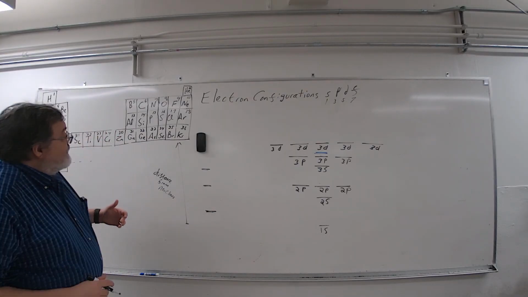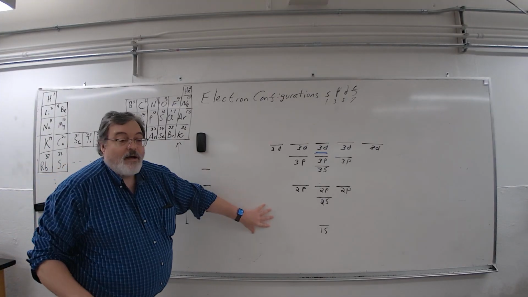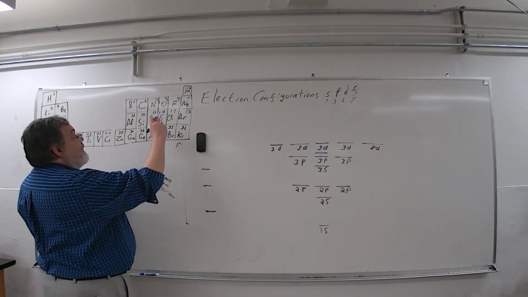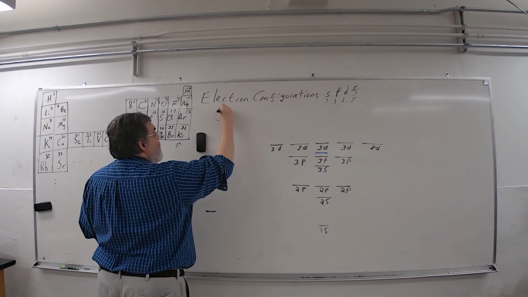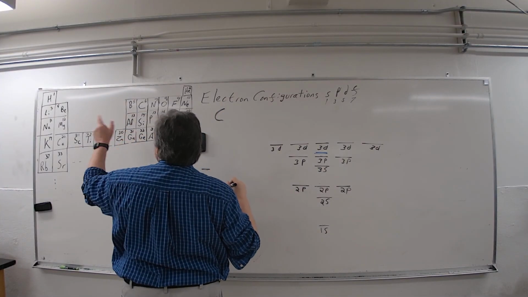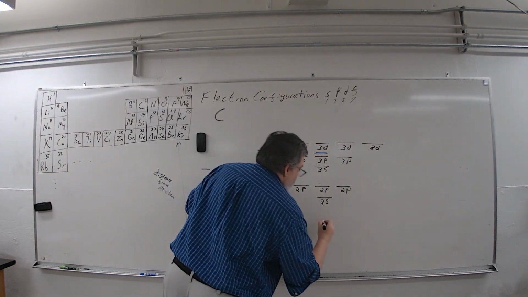If I said, give me the electron configuration of carbon, if you could sketch this out on a piece of paper, you would go, okay, carbon is 6. So if I'm doing carbon, that's 6. Okay, you do this pattern.